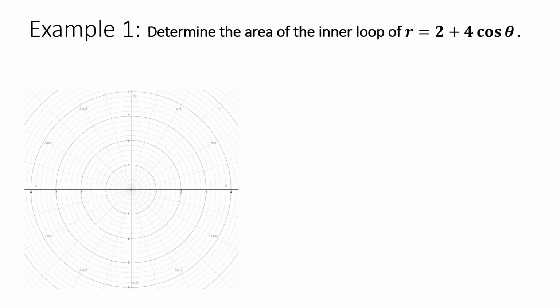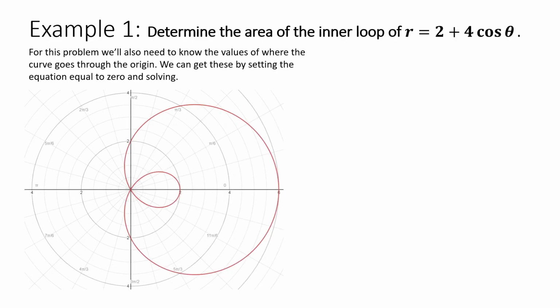Okay, so to appreciate the formula, let's try to solve this problem. Determine the area of the inner loop of r equals 2 plus 4 cosine theta. Since you know how to graph, I'll leave the graphing to you. So this is the graph. Try graphing it on your own first. I think it's important to determine the table because you need to determine also the alpha and beta aspect.